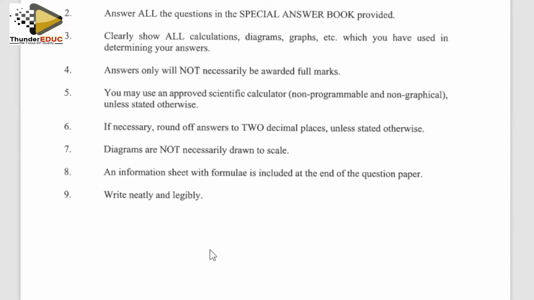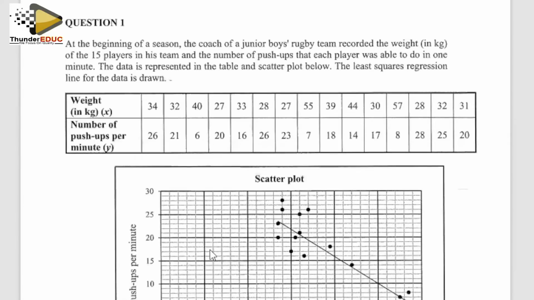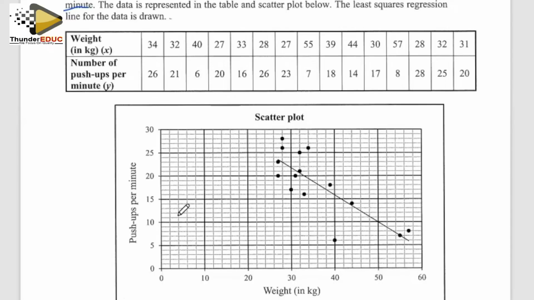Question number 1, which is always the statistics, is telling us that at the beginning of a season, the coach of the junior boys rugby team recorded the weight in kilograms of the 15 players in his team, and the number of push-ups that each one was able to do in just 1 minute. The data is represented in the table and then the scatter plot below. The least square regression line has been drawn for us. The weight is in kilograms, and the number of push-ups will be the Y.